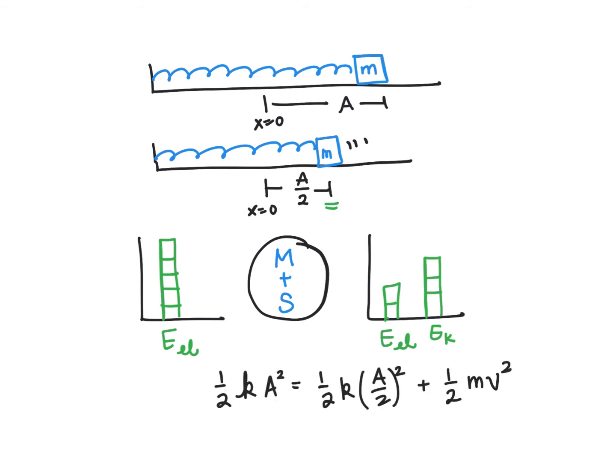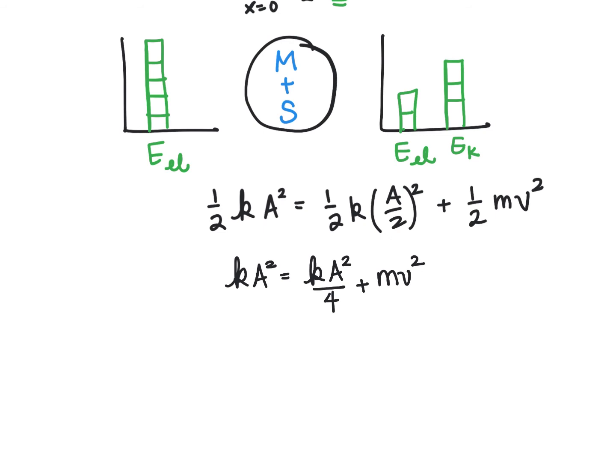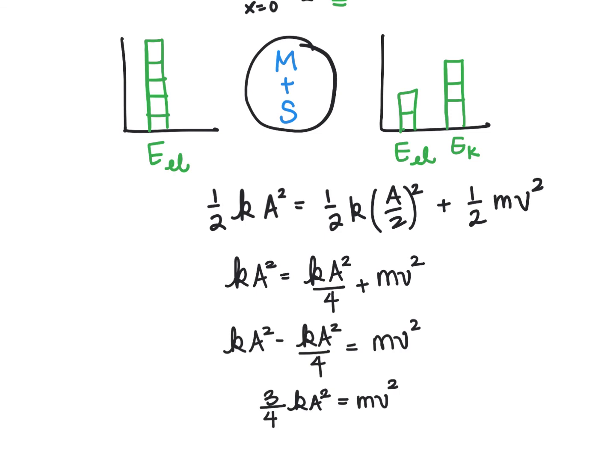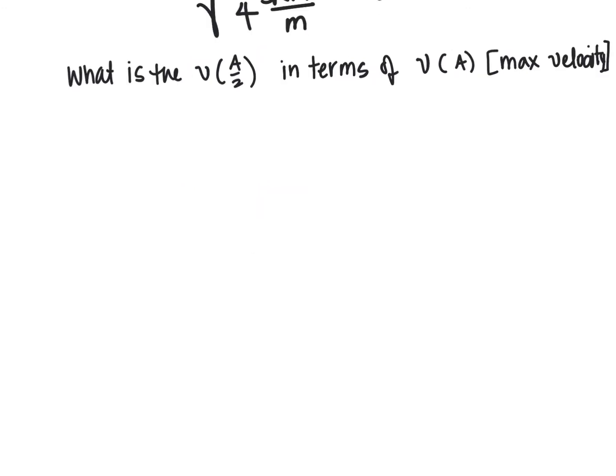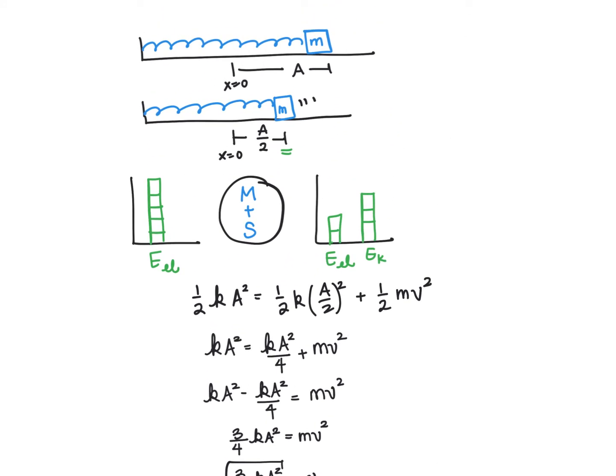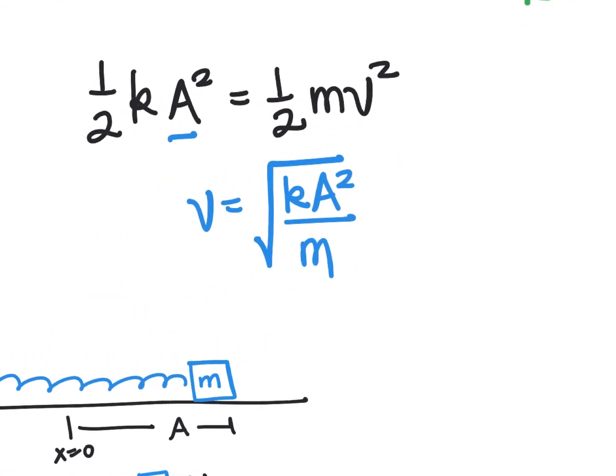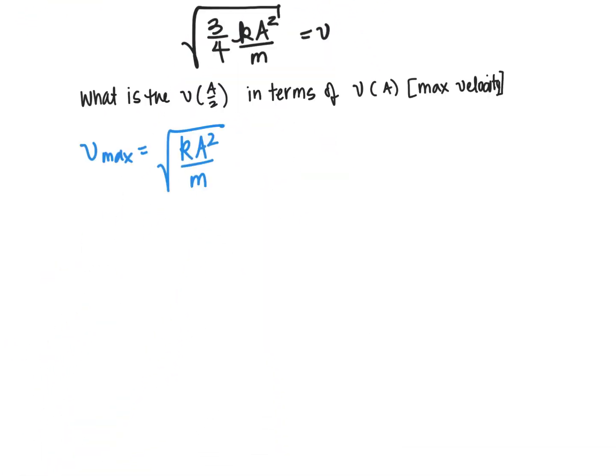The equation for the energy transformation will look like this. Now we can solve for the velocity. I've multiplied by 2 on both sides and squared my A over 2. Subtract k A squared over 4 from both sides. So we can solve for velocity, which will be the square root of 3/4 k A squared over m. Now, how does that compare to the maximum velocity? The maximum velocity is the square root of k A squared over m. So then we can compare that to the velocity we found at A over 2.